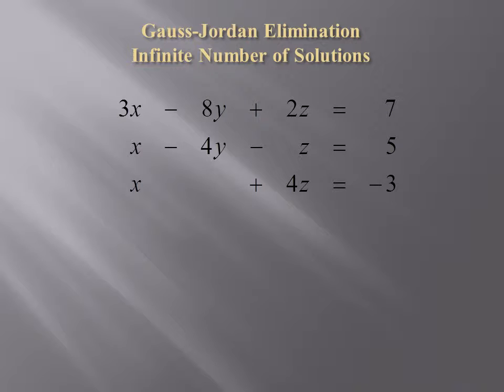This system contains the same first two equations as the cases when there was no solution and when there was a unique solution to the system. The third equation is changed, and the initial matrix is as follows. We begin by pivoting on the number in the first row, first column. There are the row operations, and here is the new matrix.